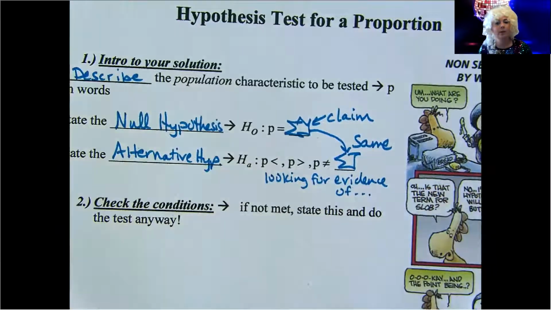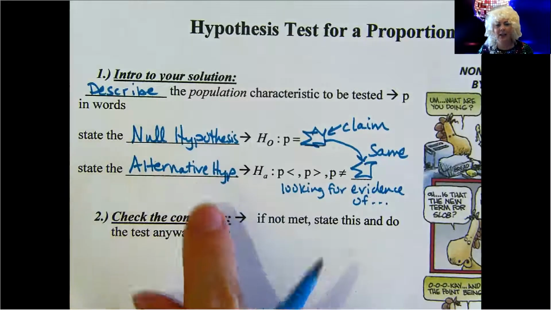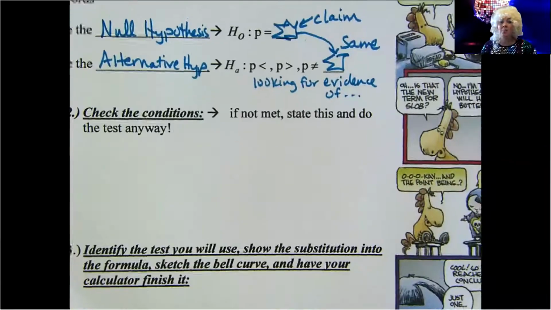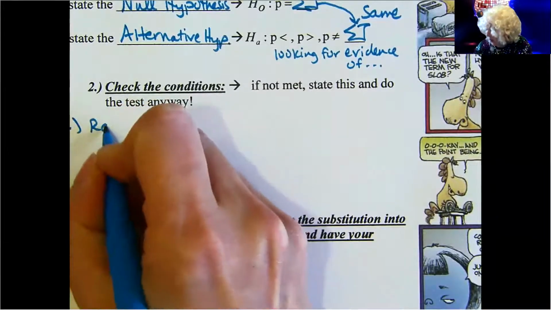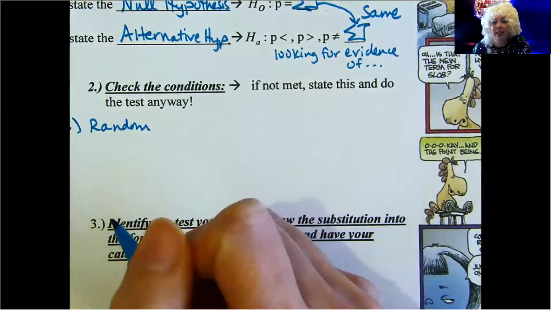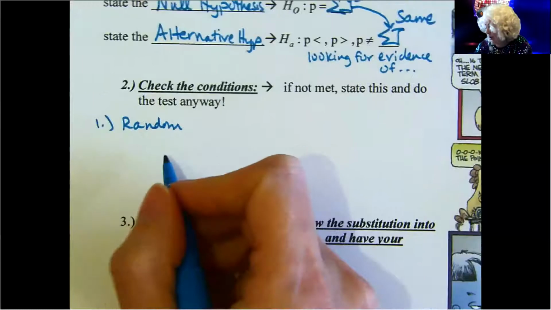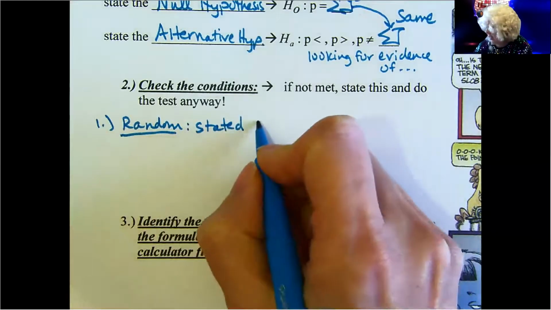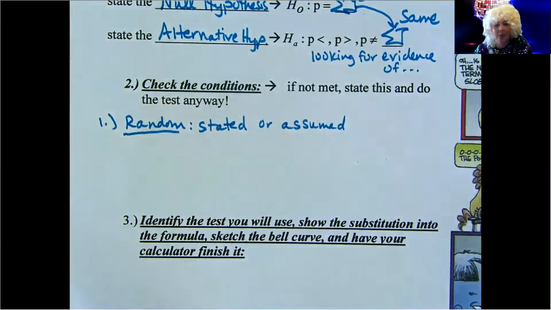All right, so once you've laid out what the problem is about, what you're going to be investigating, then you have to check the gatekeepers. That's right: random, normal, independent, here they are again. So you want to make sure that somewhere in the problem it says that the data was collected randomly. If it wasn't, it's trash, throw it away. We want some random data. Usually it's stated. If it's not stated, then you could say it's assumed to be random. Either way, you got to keep on going.